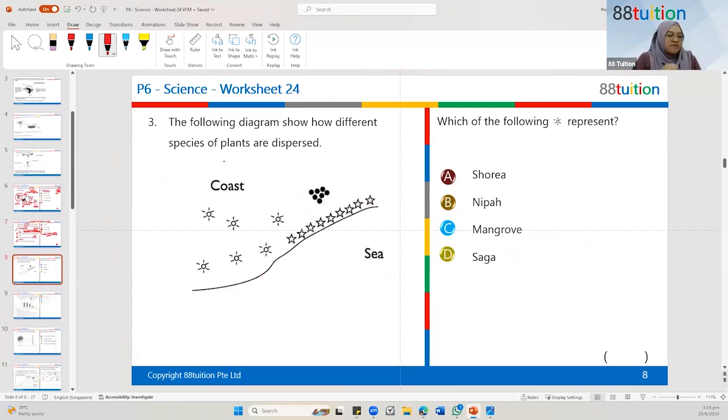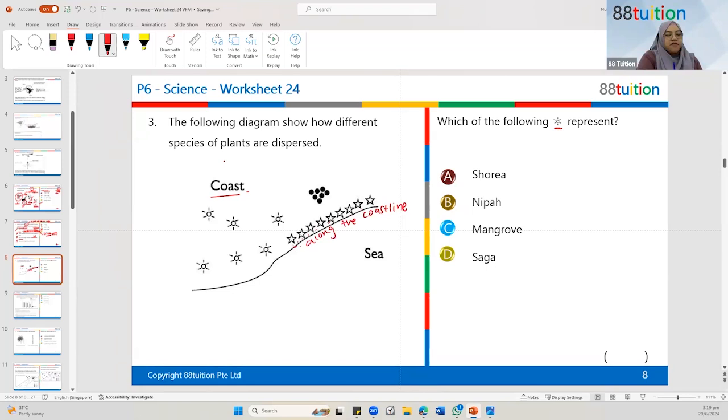Okay, question number 3. The following diagram shows how different species of plants are dispersed. Which of the following does this one represent? Okay, so you have the sea and you have the coast. The coast simply means the land that is beside the sea. Okay, the coastal area. You look at the star ones. The star ones are dispersed along the, I cannot say riverbank, right? This one is the sea. Okay, the coastline, let's say. The coastline is the one nearest to the sea area.